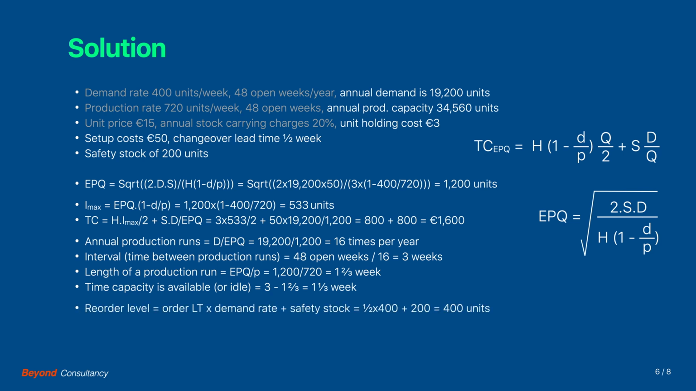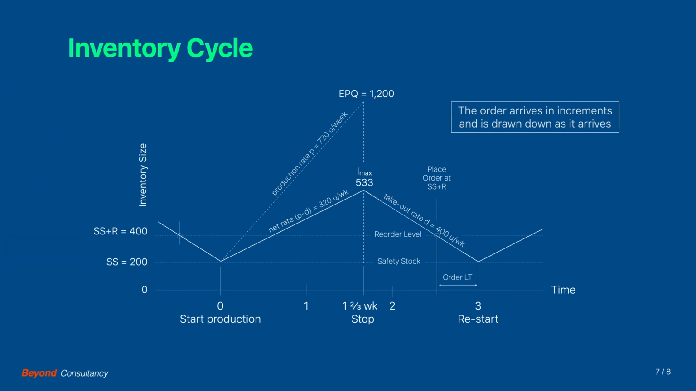With a changeover lead time of half a week and a safety stock of 200 units, the reorder level is 400 units. Together with the safety stock, the average inventory level becomes 467 units. We have compiled these numbers into a time diagram.